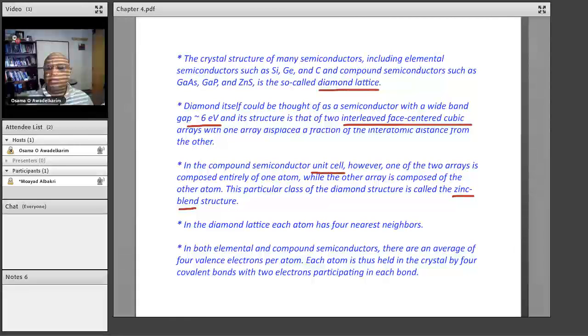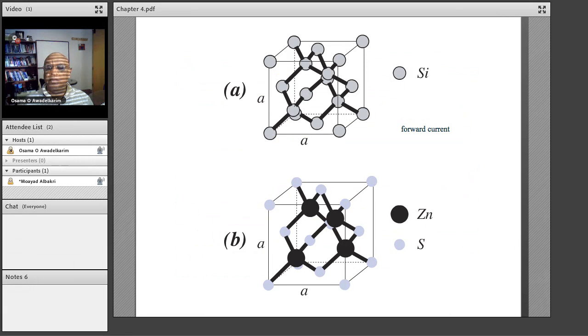In the diamond lattice, as we will see, there are 4 nearest neighbors to any atom. So each atom in the structure has 4 nearest neighbors. Okay? So in both elemental and compound semiconductors, there are an average of 4 valence electrons per atom because of this network. Let's look at drawings of these.